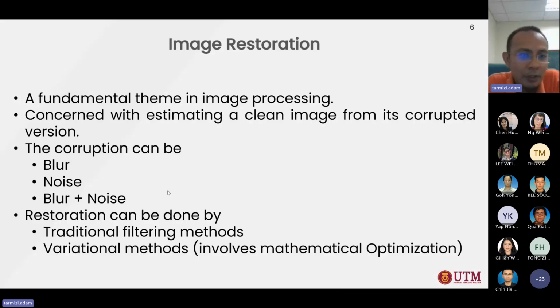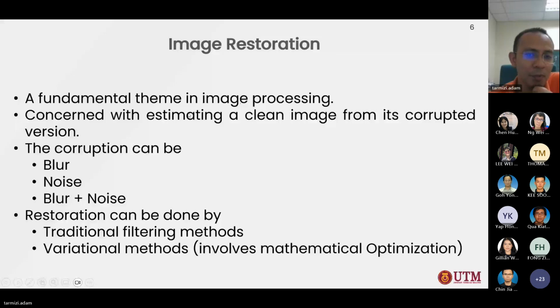So image restoration. I'll be focusing mainly on image restoration in this talk. It's a very fundamental theme in image processing. I think it has been studied for several decades now, up until now. The latest cutting edge is using deep learning models to do image restoration.